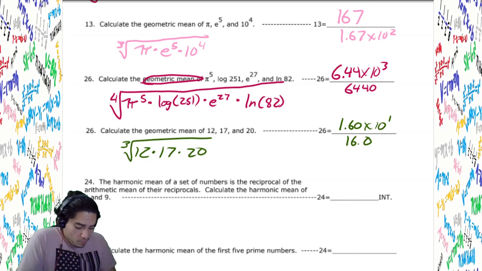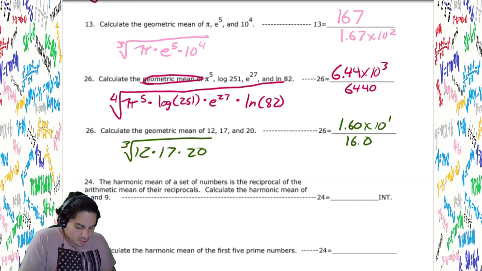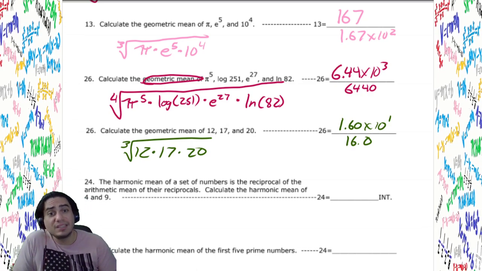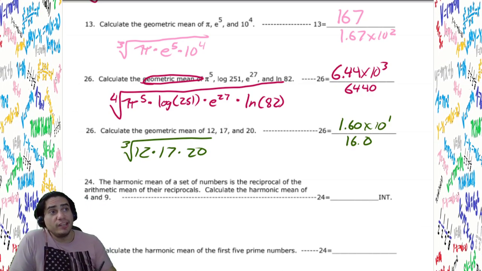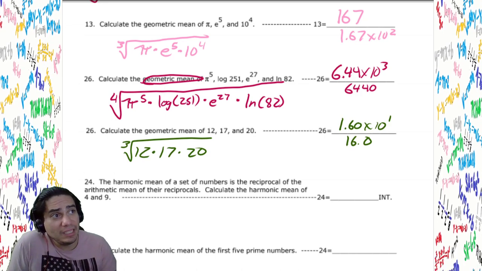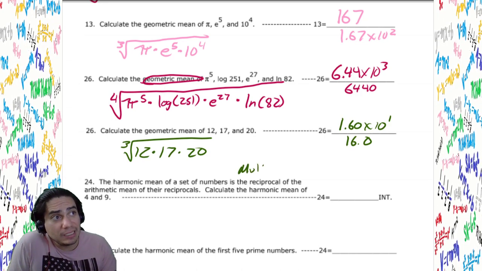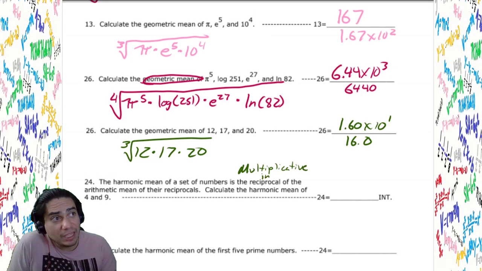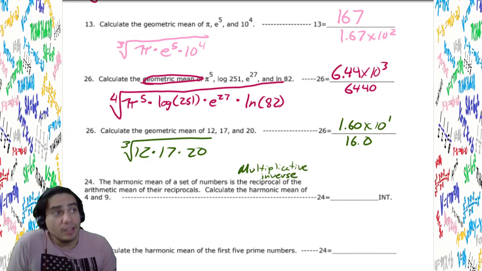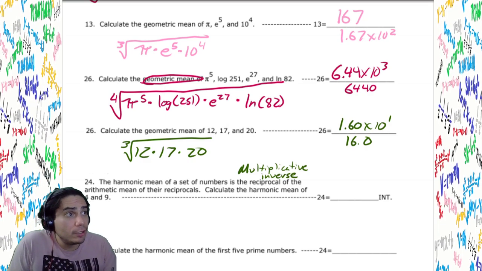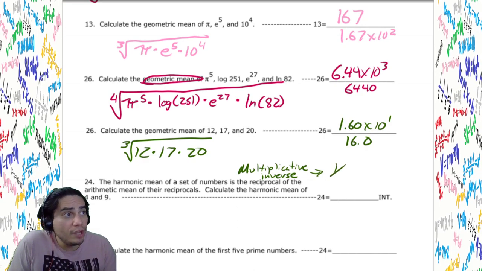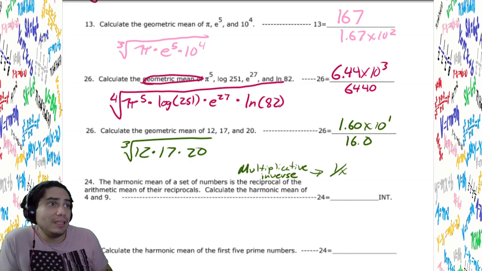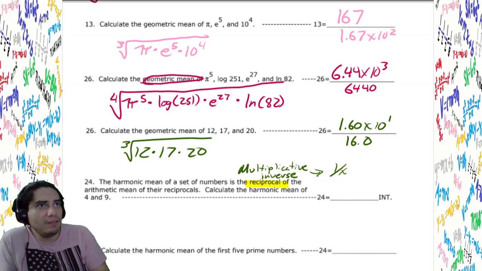The harmonic mean of a set of numbers is going to be what? The reciprocal of the arithmetic mean of the reciprocals. Now, the reciprocal basically means the multiplicative inverse, okay? That's another word for reciprocal, multiplicative inverse, all right? A way we do that on our calculator is we hit 1 over x. That's the reciprocal right there. That's this right here, the multiplicative inverse, okay?